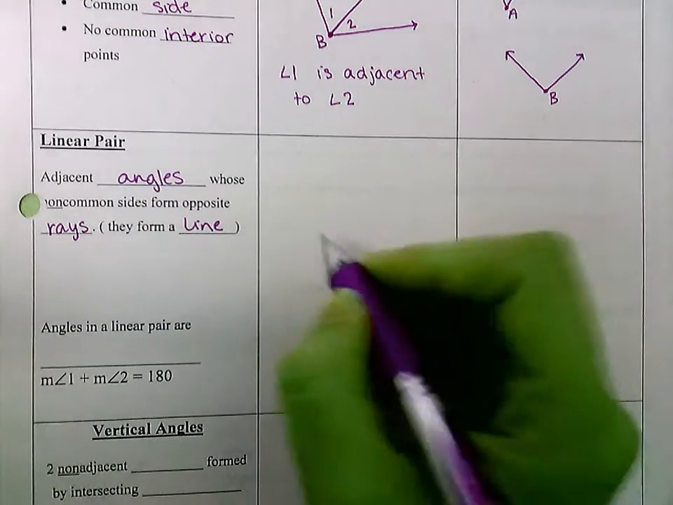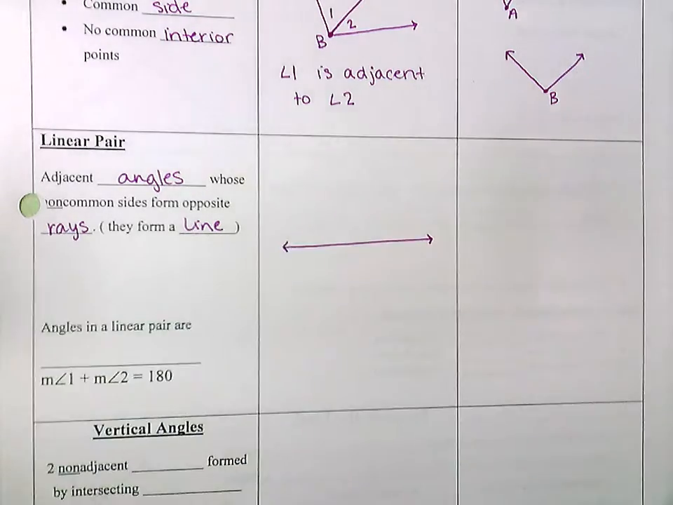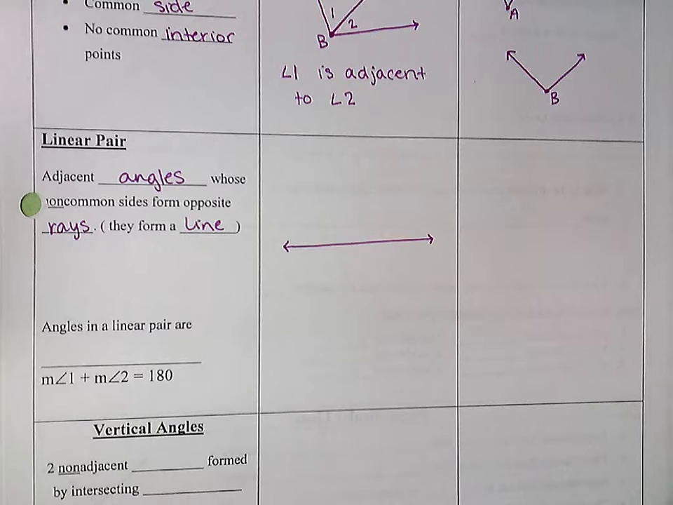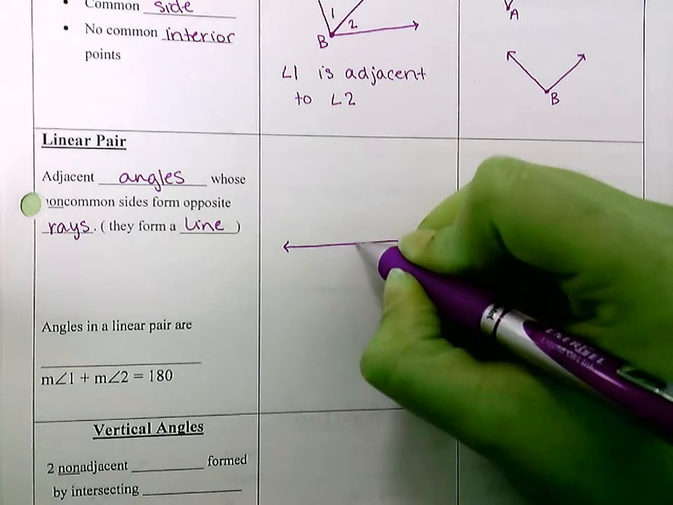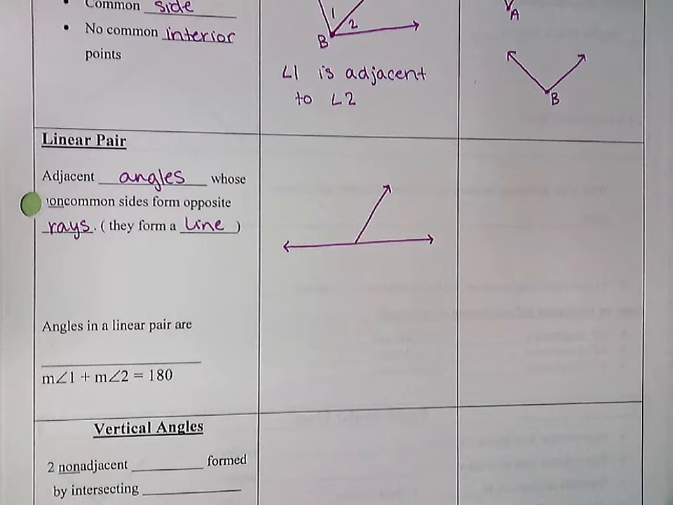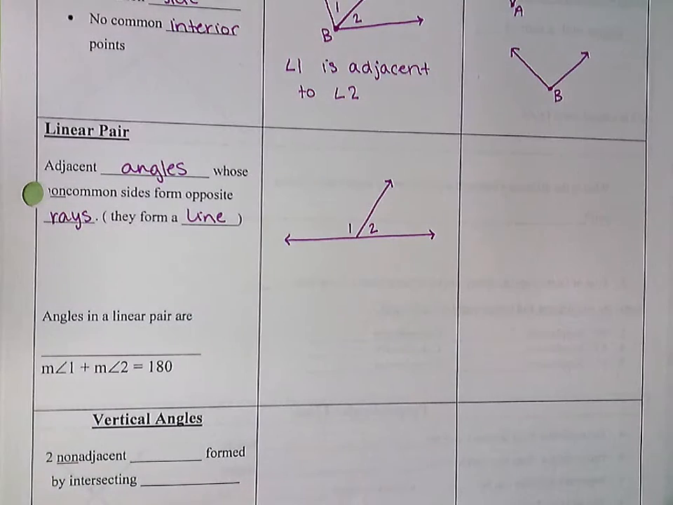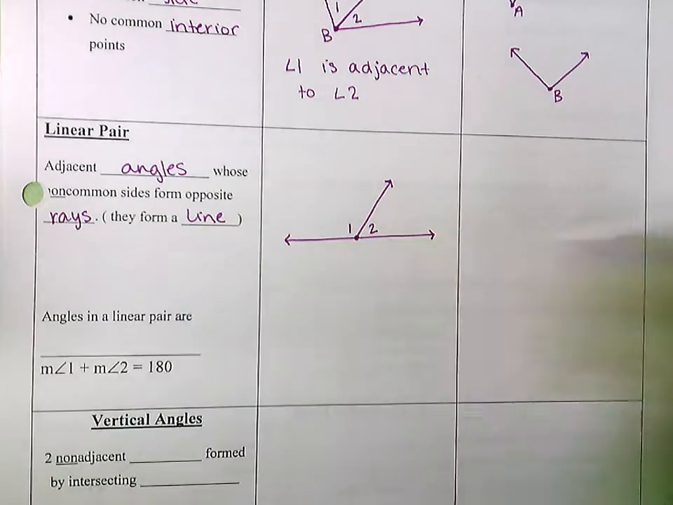So if I draw a picture of this, I'm going to draw a line first. And then I want to draw a ray coming off of that line. I'm going to label my angles again, so I have angle 1 and angle 2. You can see they're adjacent, so they share this vertex right here.